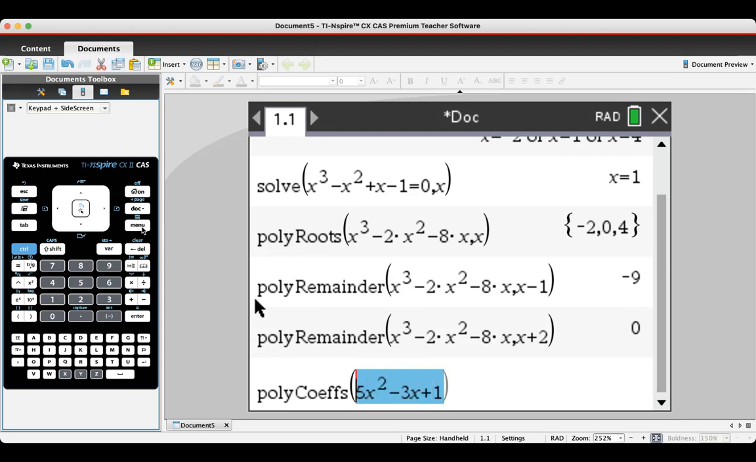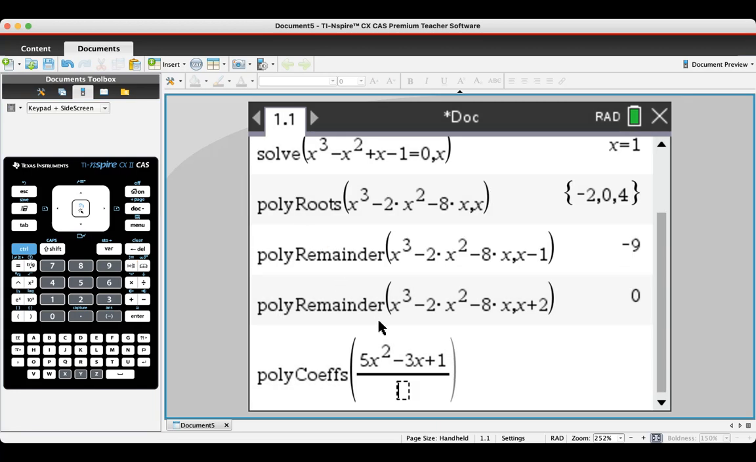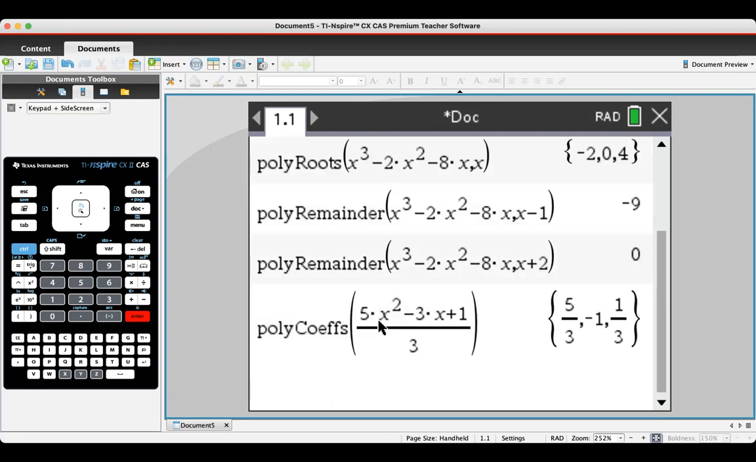maybe this is a fraction, so I'll use my fraction button here and say it's all over 3, and you wanted to make sure you got your coefficients right. You could put that in, and you can see that the coefficients, it's split it for you. So it's 5/3, -1, -3 on 3, and 1/3. So there you go. It's kind of useful, I think.